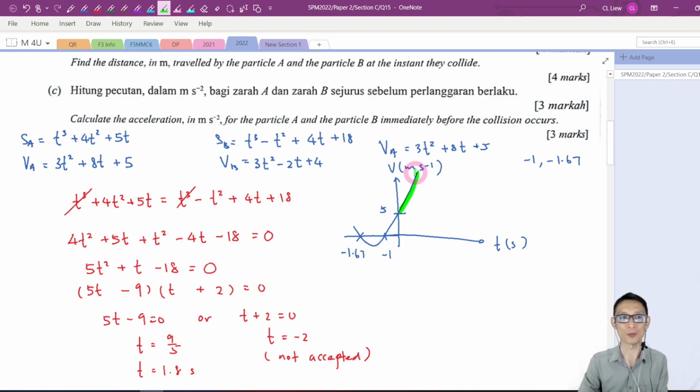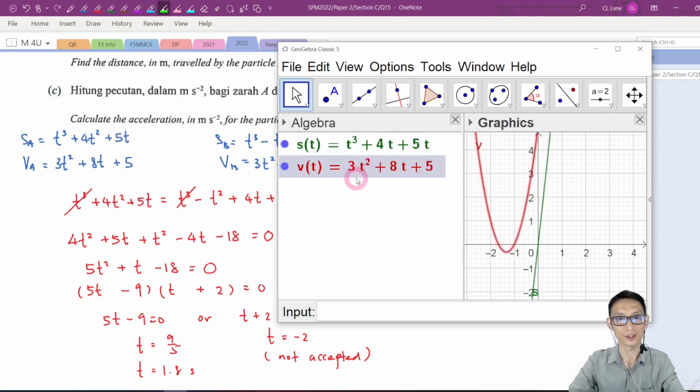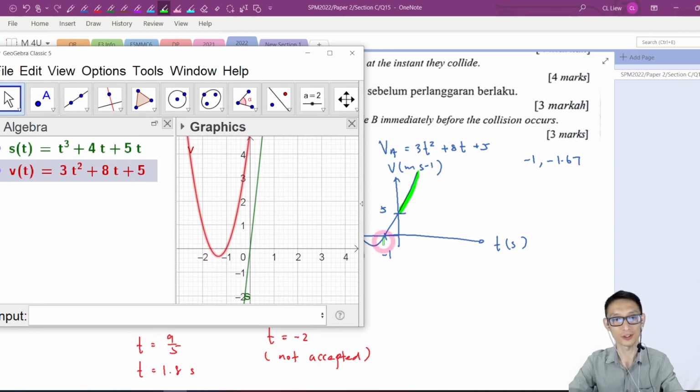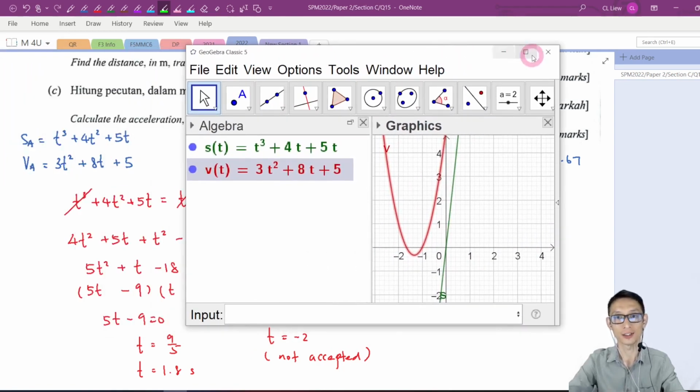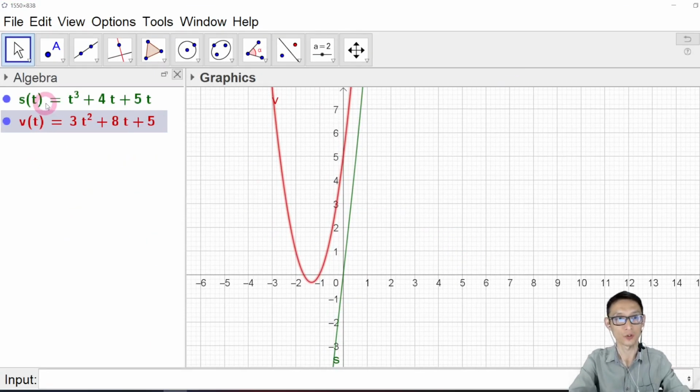Okay, let me show you. Let me sketch this graph for you. Now let's look at this graph. This is the velocity function, and this is the displacement function. Okay, this is the graph we got just now, negative 1 and negative 1.67. Okay, now let's look at this graph. For the green color one, this is the displacement function.